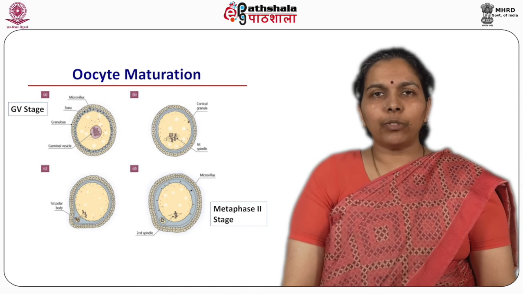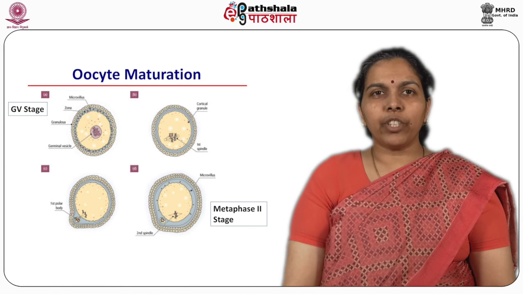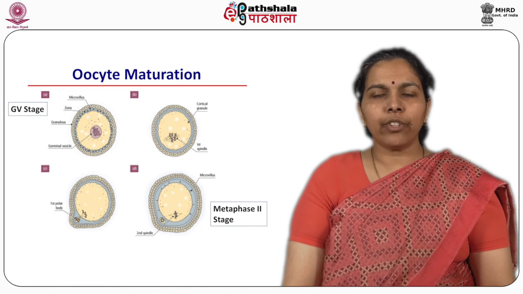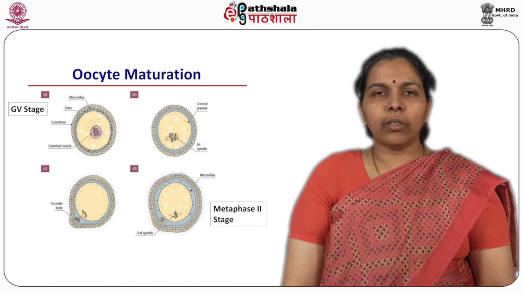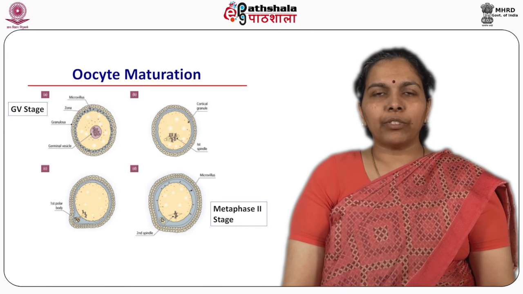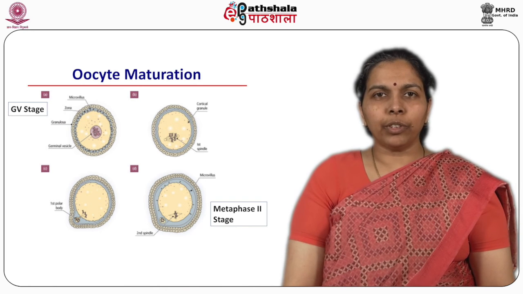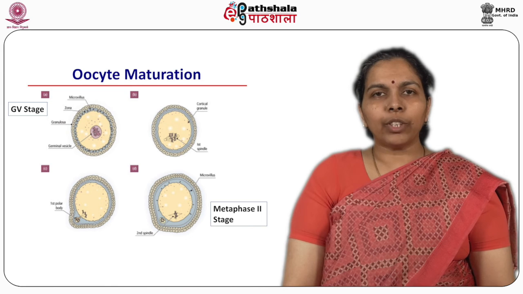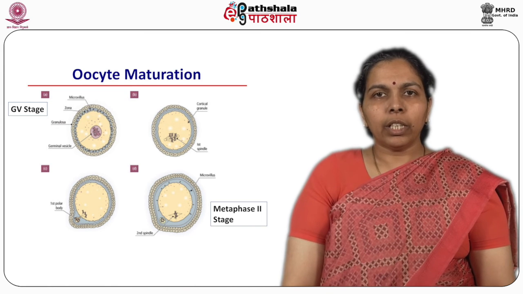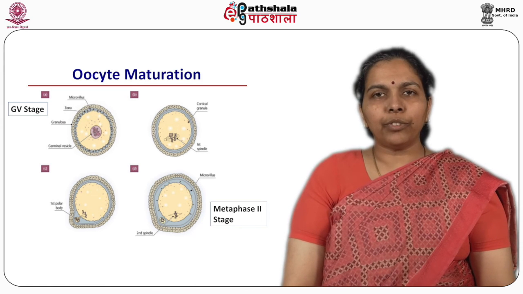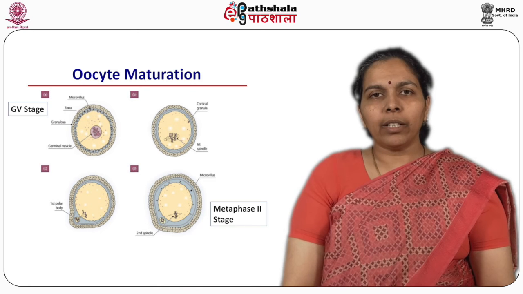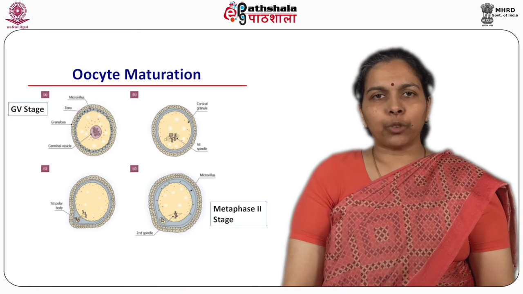This slide shows how the oocyte matures from the GV stage, or the germinal vesicle stage, to the metaphase 2 stage. As you can see, the germinal vesicle, or the nuclear membrane which surrounds the chromosome, is in the center when the oocytes are arrested in the first meiosis. When the luteinizing hormone surge happens, the chromosomes start moving towards the pole, at which point the chromosomes separate and the first polar body is extruded.